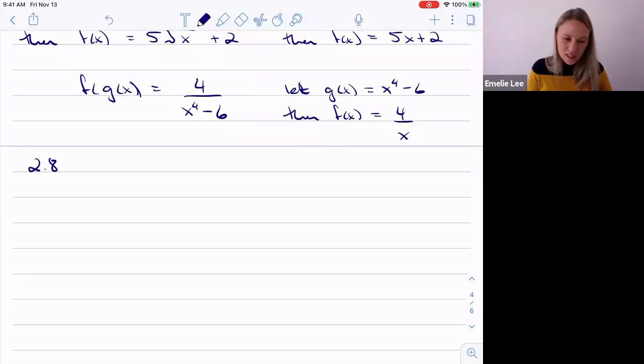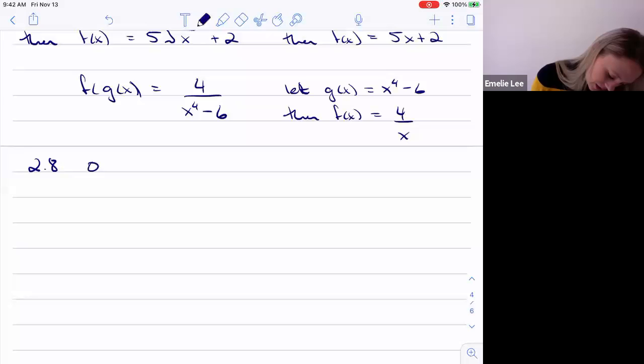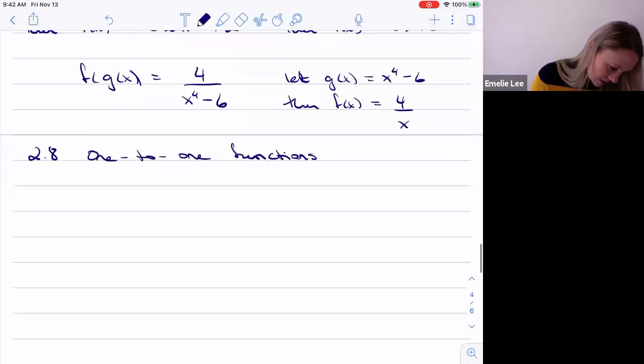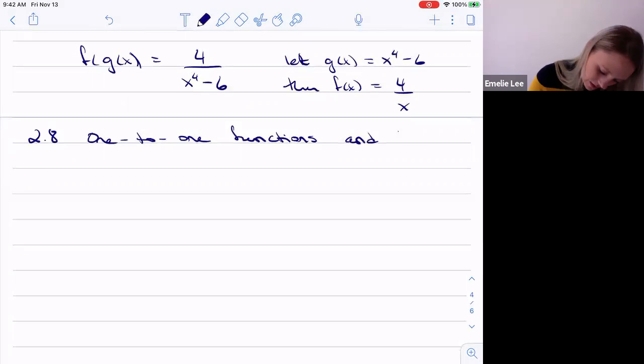Okay, so section 2.8 is the last section in chapter 2, so that's nice. It's on one-to-one functions and their inverses. So inverses of functions kind of undo a function. So it's not necessarily just 1 over x, it's going to be a little bit more complicated than that. So one-to-one functions and their inverses.